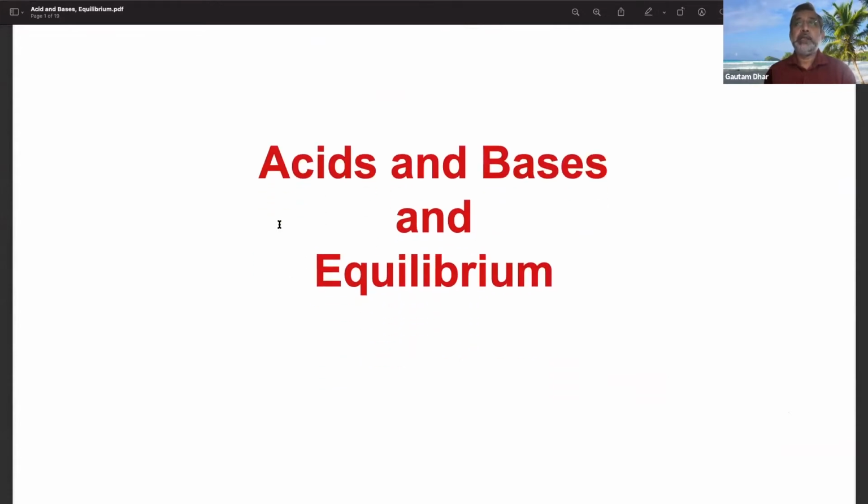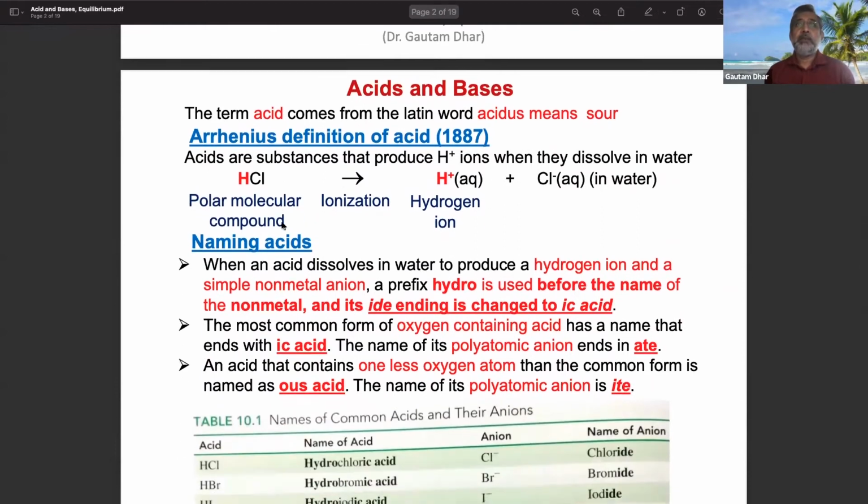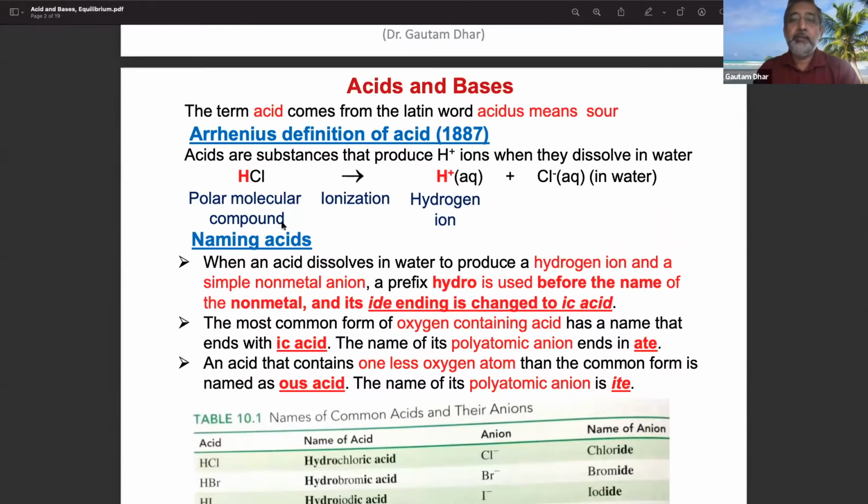Okay, acids, bases and equilibrium. The first thing is, what is an acid? Okay, the definition of acid.